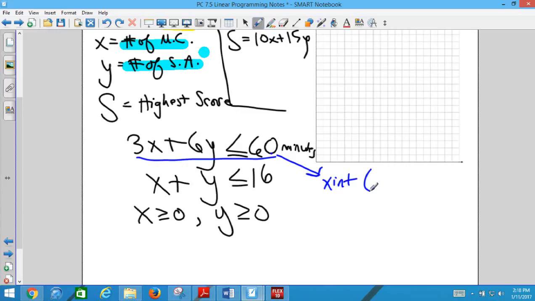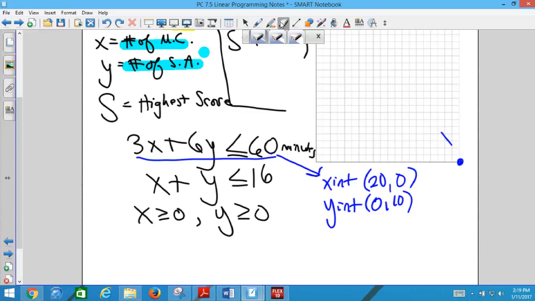What's the x-intercept? 20. Y intercept? 10. Am I going to have to renumber the graph, or can I just go by ones? I've given you 20 spots. If you're not sure, look at the second question too. Are we going to have any numbers above 20 in the second question? So the x-intercept is at 20, the y-intercept is at 10.